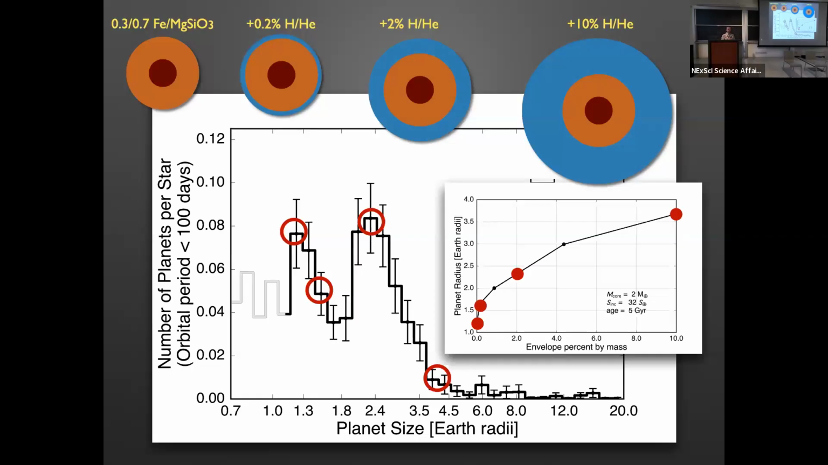You could fill in that gap with a wide distribution of the core sizes. You could make it work, but the argument is that the planets grow very rapidly as you add just a little bit of volatiles.